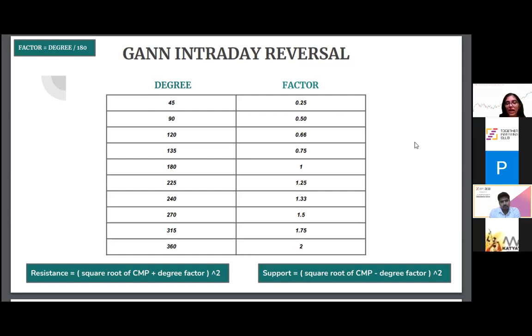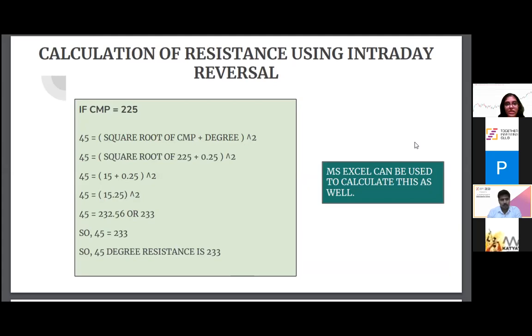So over here, I have calculated the factors from degrees, which is just degree divided by 180. There is also a formula here to calculate resistance and support as per Gann theory, which is given on the screen as well. So I can use this as an example to portray it better. Say, for example, the current market price is 225. Now, I suggest everyone to note the formula as well.